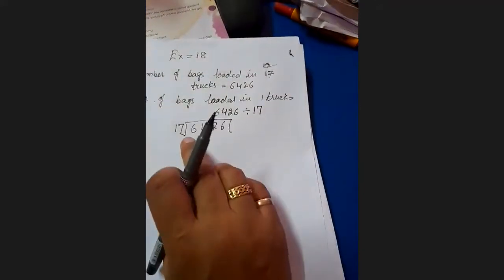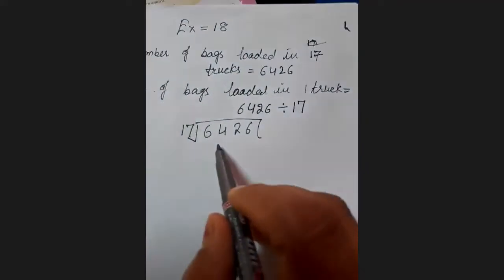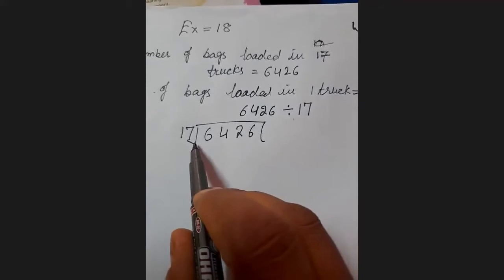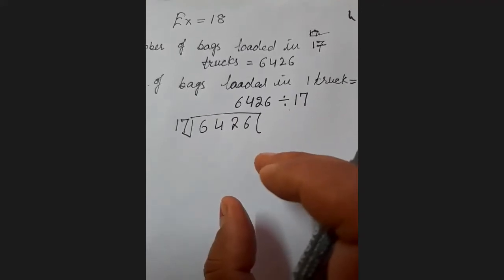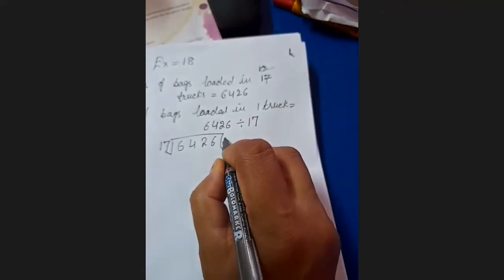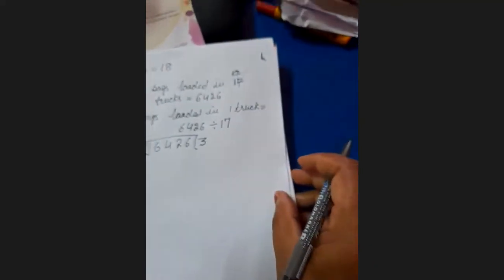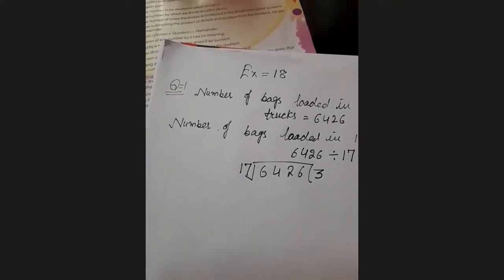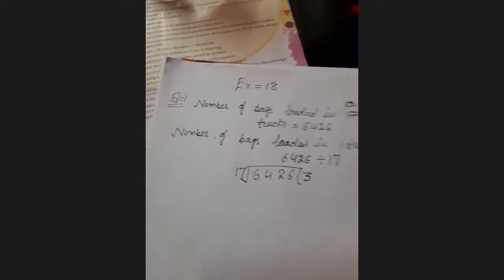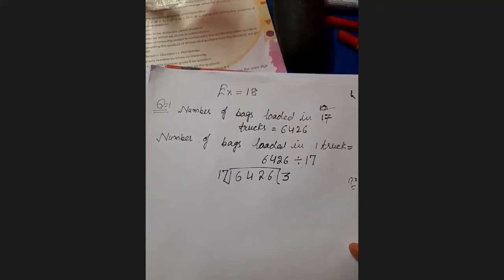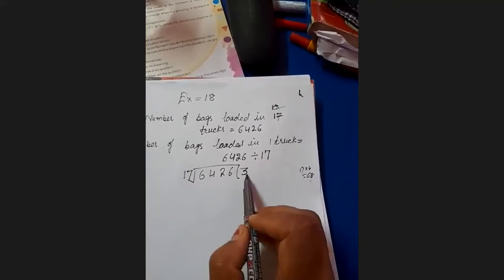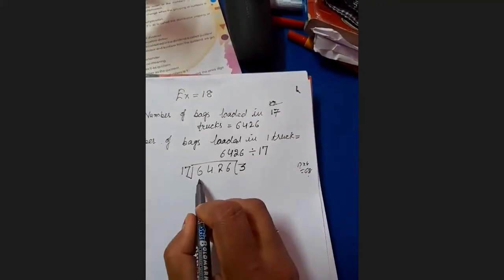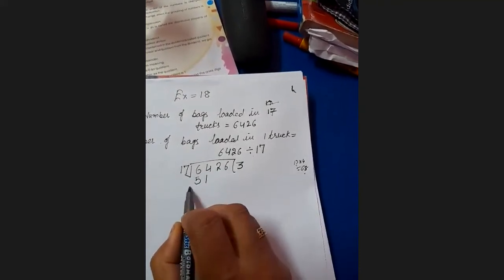In the first step, the first number which we'll consider to divide is 64. And we are dividing by 17. So students, 17 threes are 51. 17 ones are 17, 17 fours are 68, and 68 is greater than 64. So in the first step we will divide by 3. 17 threes are 51, so write here 51.